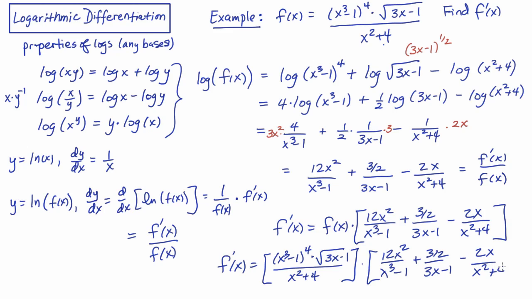Now we're not going to want to simplify this any further. That would be a nightmare, but just remember that this piece is the f of x piece, and this piece is the piece that we got from using log properties.